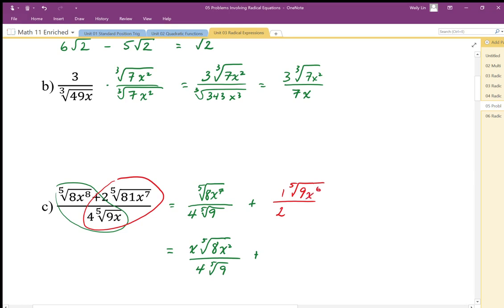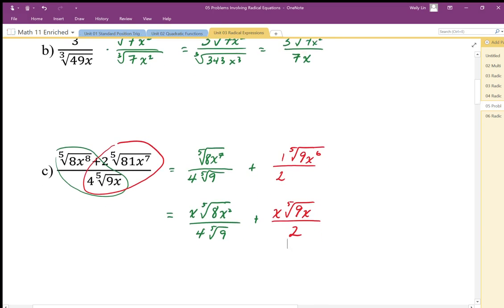x^6. Okay, again, the 9 is not a perfect power 5. We do have a perfect power 5 here, which we could take out. So we're going to take out an x. We're left with the fifth root of 9x. Okay, and that's all over 2. So there it is. We've just distributed that division, and it looks like that's as far as it will simplify.